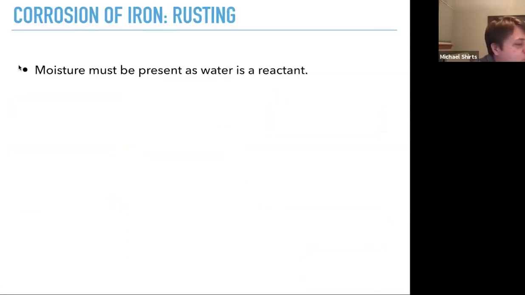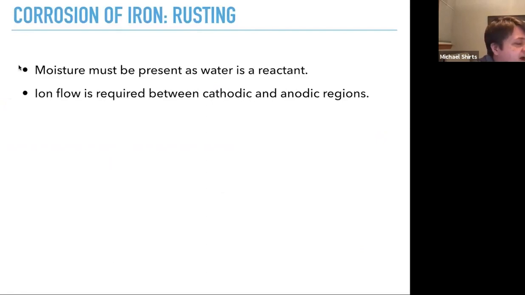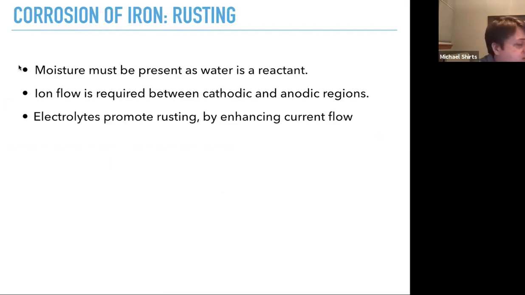And so moisture must be present as water as a reactant, both for the oxygen to undergo the reduction and also to transport the ions away. And yeah, electron flow through the iron is required between the cathodic and anodic regions. It's not just the iron reacting, it's also the iron carrying the electrons away from a place where there's no oxygen to where there is oxygen.